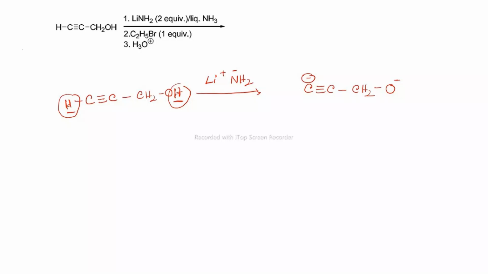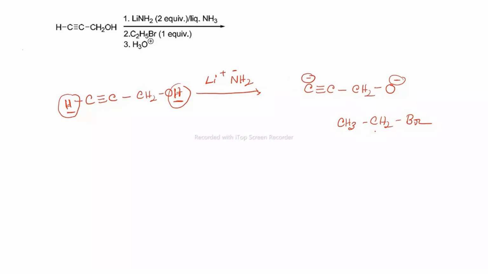This concept is basically the dianion concept. After that, what will happen? Now it has two centers, but we are treating with only one equivalent of C2H5Br, that is CH3CH2Br. So a normal SN2 reaction will happen. Now the question is, which center will it attack? There is the carbon center and there is also the oxygen center.